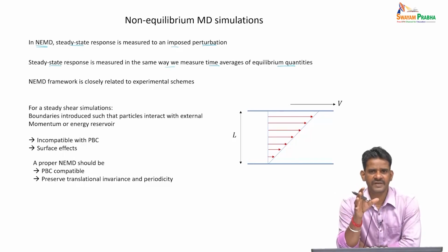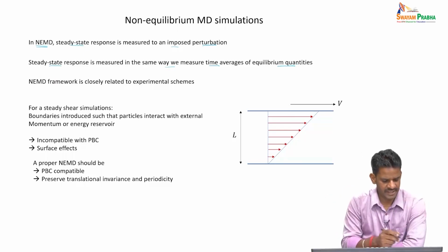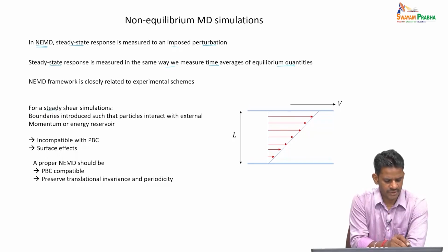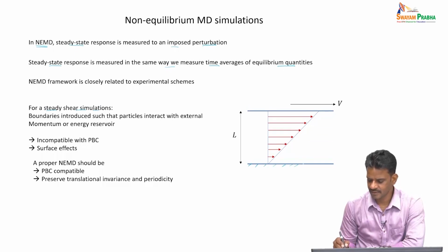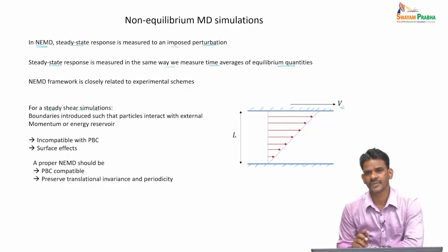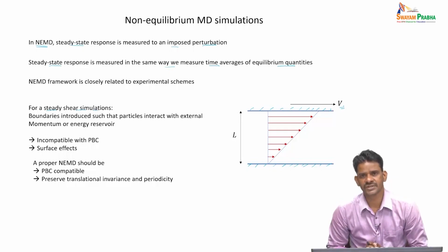And if you look at the way we conduct non-equilibrium MD simulations, it closely resembles the experimental system by which we study a physical phenomenon. For example, let us say you want to conduct a steady shear simulation. That means you have a plate, and there is a fluid between these two plates, and the top plate is moved with a constant velocity v. This is a very typical Couette flow experiment that we do to measure viscosity.